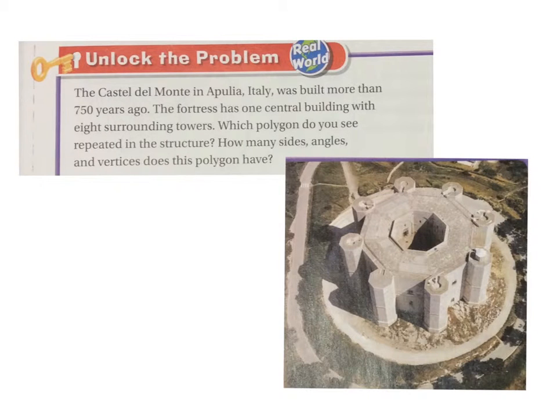It says the Castel del Monte in Apulia, Italy, was built more than 750 years ago. The fortress has one central building with 8 surrounding towers. So if you look at the picture, do you see how there's one main building and then 8 of these little towers around it? Do you see that? The question asks, which polygon do you see repeated in the structure?